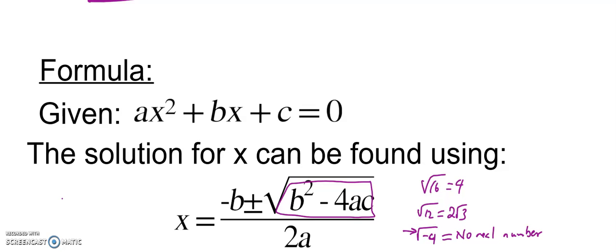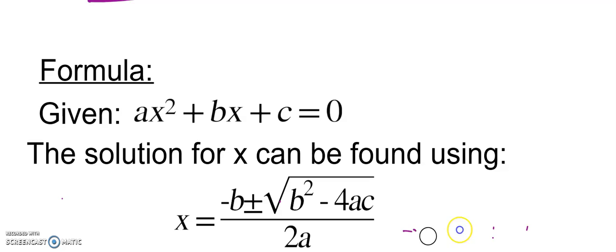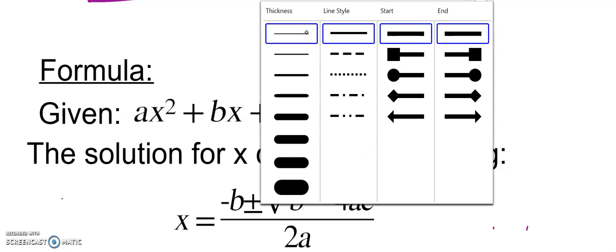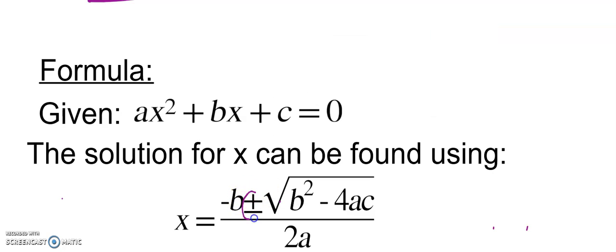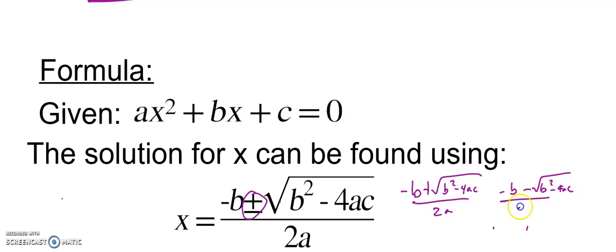Now, the next thing, I always promised you that you would get 2 answers from your quadratics. Well, the 2 answers are actually going to come from the plus minus sign that you see in the equation. This plus minus sign right here, there's going to be 2 answers. You're going to get negative b plus the square root of b squared minus 4ac all over 2a, and negative b minus the square root of b squared minus 4ac all over 2a. And those would be your 2 answers.